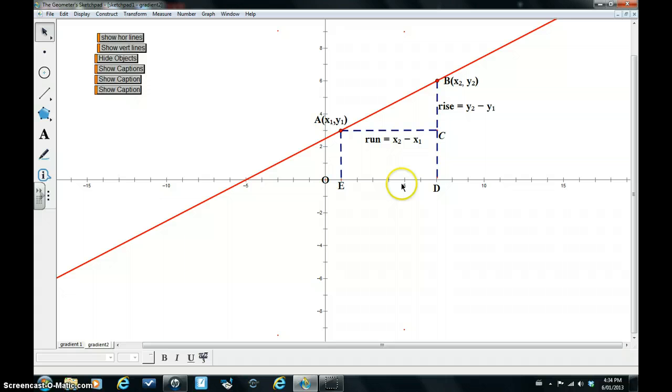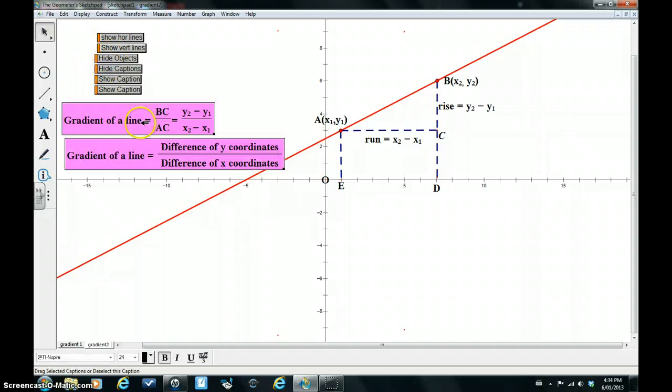A similar calculation can be used to find the run, which is AC, because AC is the same as OD, which is x2, minus OE, which is x1. So the run is x2 minus x1. And so we can summarize this by saying the gradient of a line is BC, the rise, divided by AC, which is the run, and we know that BC is y2 minus y1 divided by AC, which is x2 minus x1.